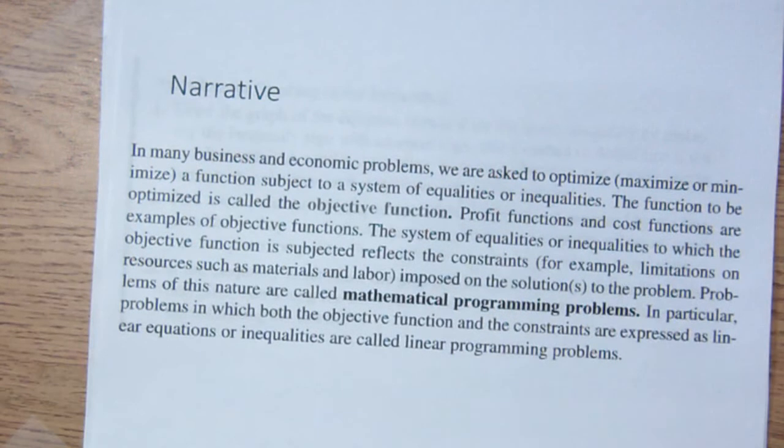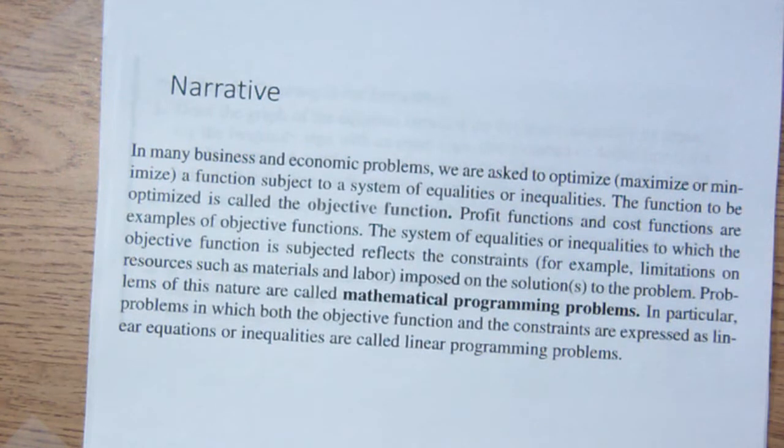Now, in many business and economic problems, we're asked to optimize, maximize, or minimize a function subject to a system of inequalities or equalities. The function to be optimized is called the objective function. Profit functions and cost functions are examples of objective functions. The system of equalities or inequalities to which the objective function is subjected reflects the constraints, for example, limitations on resources such as materials and labor imposed on the solution to the problem.